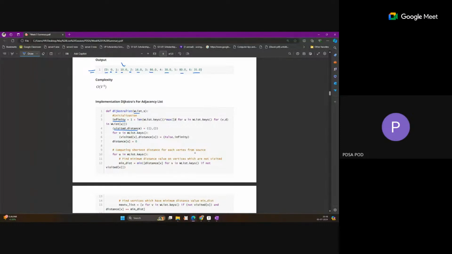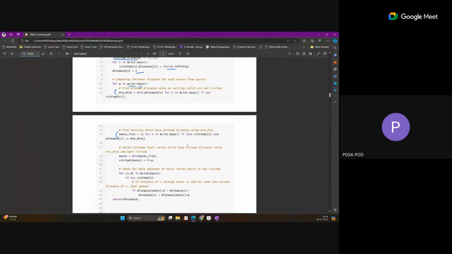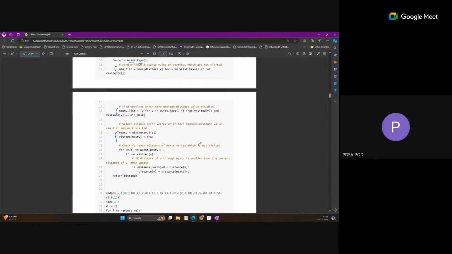Okay, so now we are initializing the same way. After that, for u in w list keys. The number of keys in the dictionary actually represents the number of vertices in the graph. And after that, you can see the min list and next we list. All steps are the same, and finding the neighbor is actually the different process here. So for v, here we can directly figure out the neighbors with the help of the value of the key.